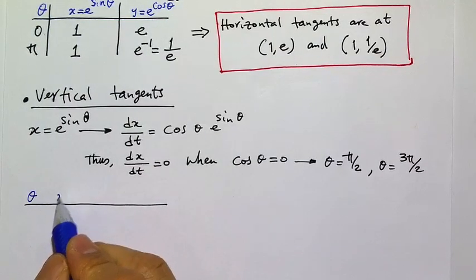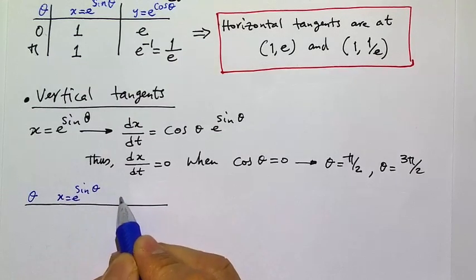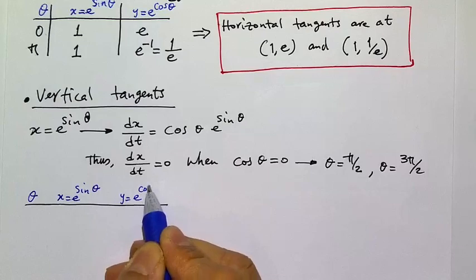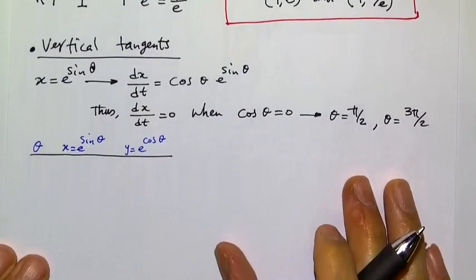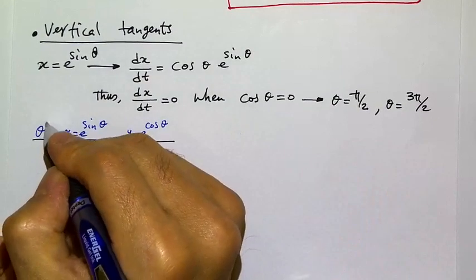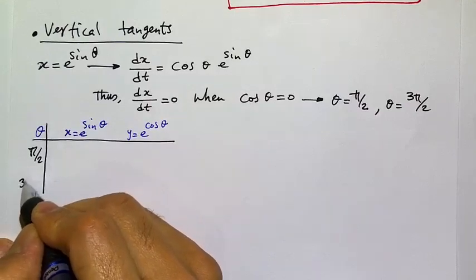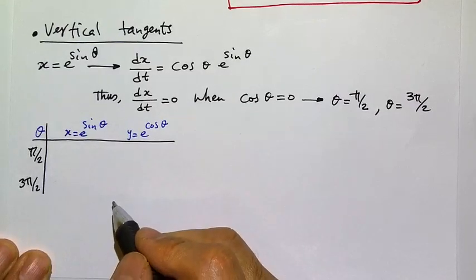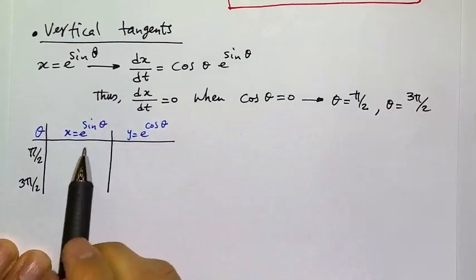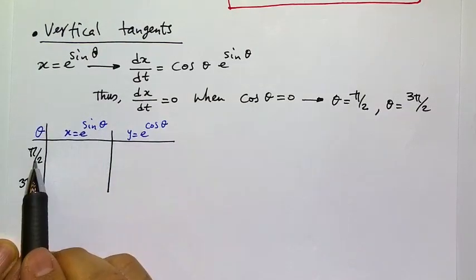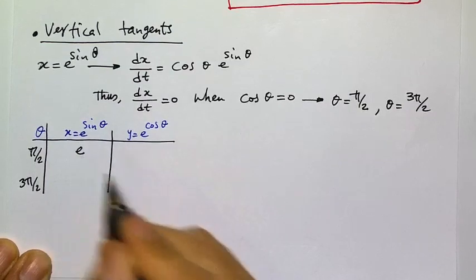So once again, we have x and then y, sine of theta. So we have pi over 2 and 3 pi over 2. And so when theta is pi over 2, sine of pi over 2 is 1, e to the 1, or e.